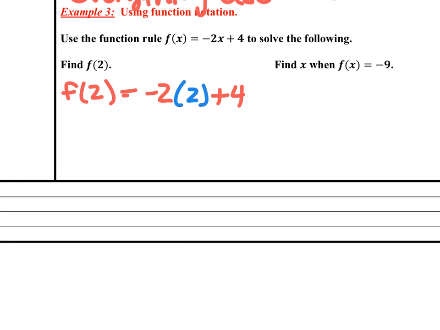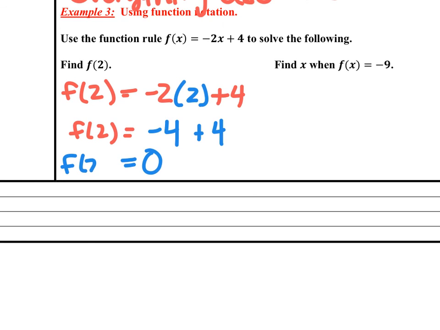Now we're going to solve that out. So f of 2, remember that's not multiplication. If we solve out this function rule, -2 times 2 is -4. Bring down the plus 4. -4 plus 4 is 0. So f of 2, if I input 2 into the function, I get out a 0.